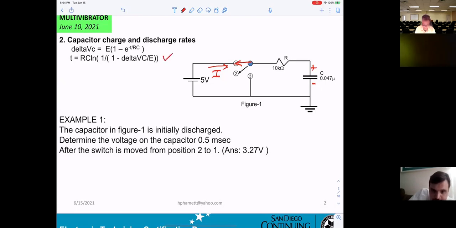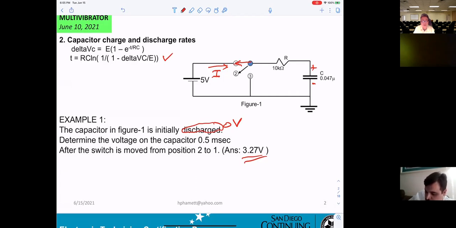They also give you the formula. How do we calculate the time for the capacitor charging or discharging? Going back to the circuit, the capacitor is initially discharged, that means 0 volts. They want to know the voltage on the capacitor 0.5 milliseconds after the switch is moved from position 2 to 1. And the answer will be 3.27. That's what we did last time.